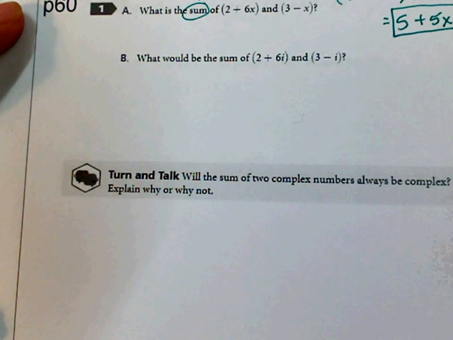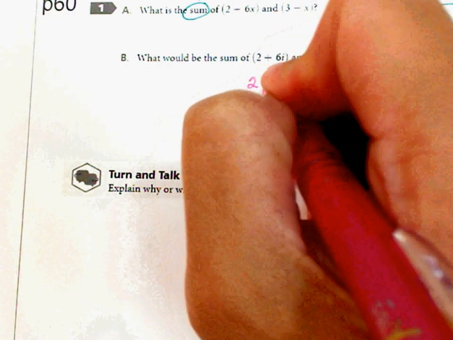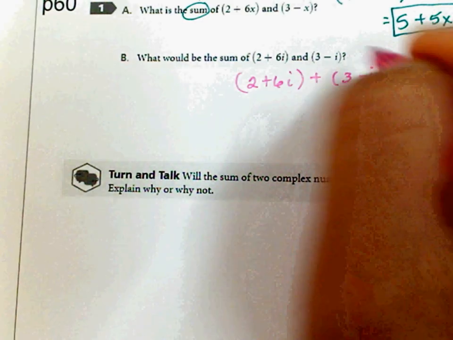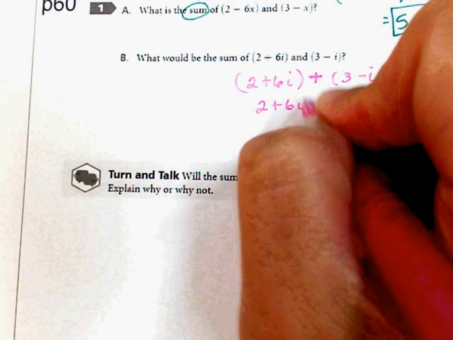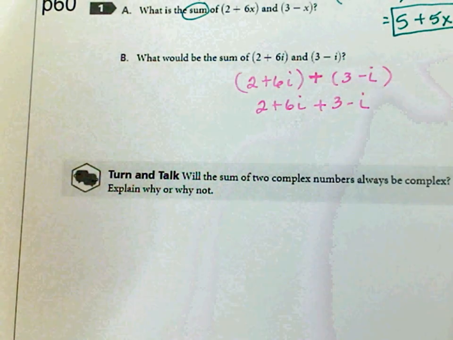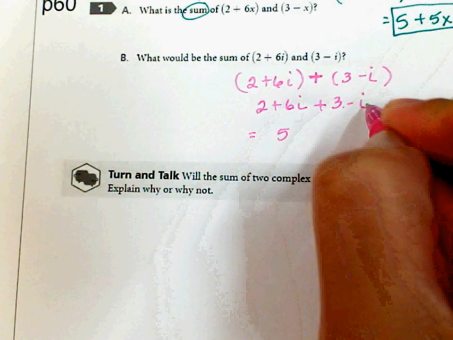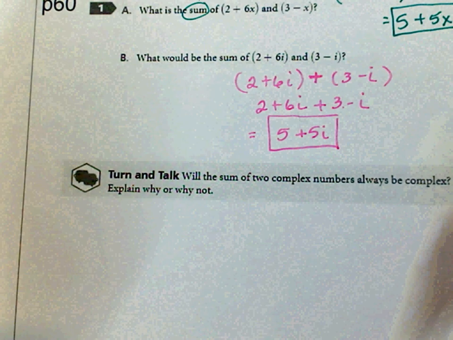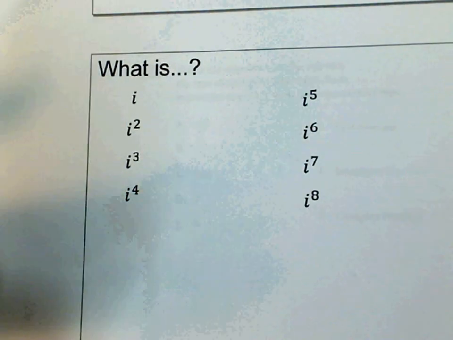Take a look at the next part. You're also adding, and this time instead of x, we have an i. So 2 plus 6i plus 3 minus i. You see the sum? You see that plus? Combine your like terms. 2 plus 3 is 5. 6i minus i is positive 5i. So you add it the same way as if you would do a variable.